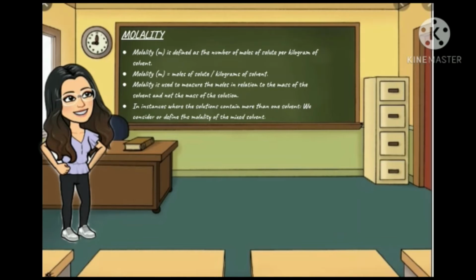Very well explained, Aisha and Disha. One more method we'll be seeing is molality. Molality, expressed as small m, is defined as the number of moles of solute per kilogram of solvent. The formula is given as m, which is molality, equals moles of solute divided by kilograms of solvent. You have to remember that molality is used to measure the moles in relation to the mass of the solvent and not the mass of the solution.